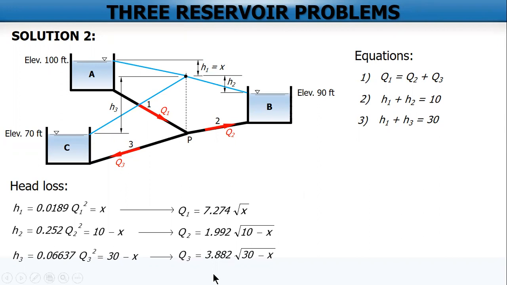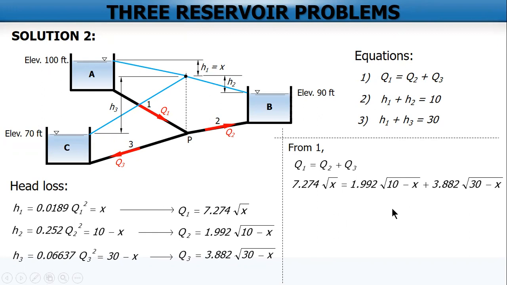And the next ani is we're going to substitute Q1, Q2, Q3 to equation 1. So from 1, we have Q1 equals Q2 and Q3. Ato ni substitute nin tulo dire. Ana.